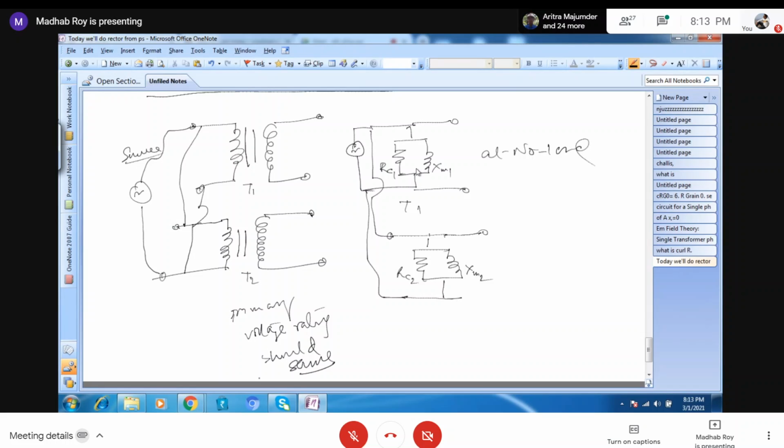Because the winding has insulation, if the voltage exceeds the rating, then the winding will be destroyed.